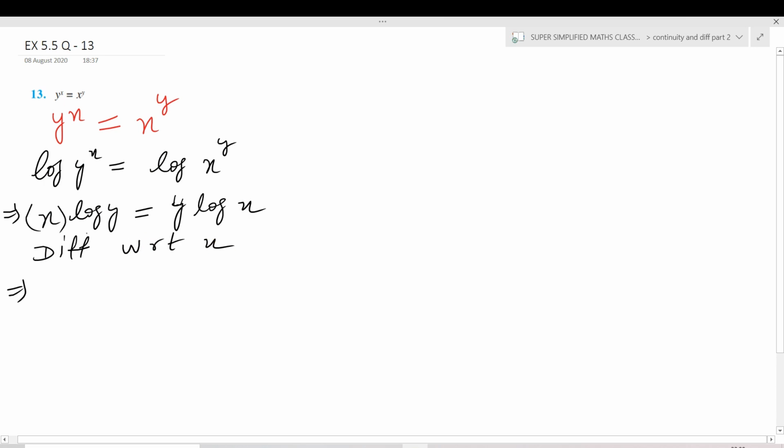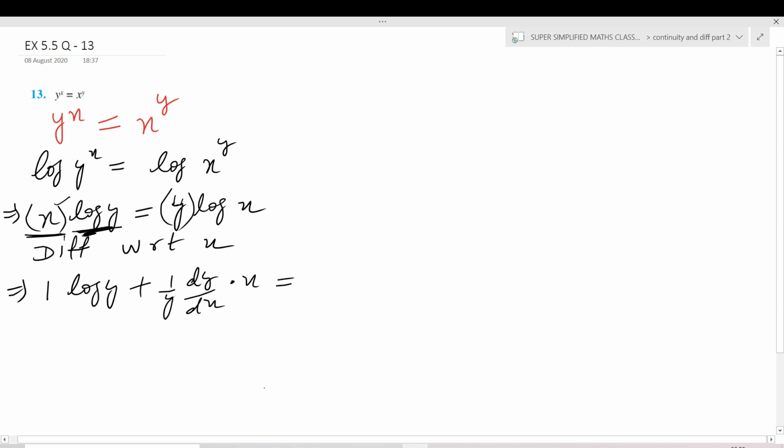we have to apply product rule both the sides. Here you can see one function is x, other is log y. Here you can see one function is y, other is log x. So derivative of x will be 1 into log y. This is the derivative of x into log y, plus derivative of log y. I am talking about left hand side. Derivative of log y will be 1 by y dy by dx into x.